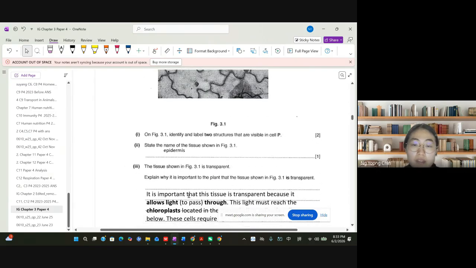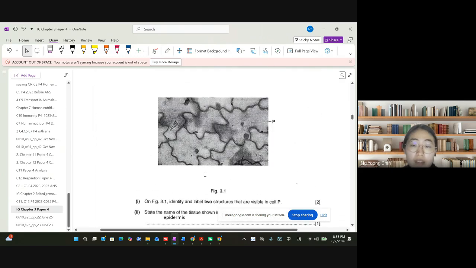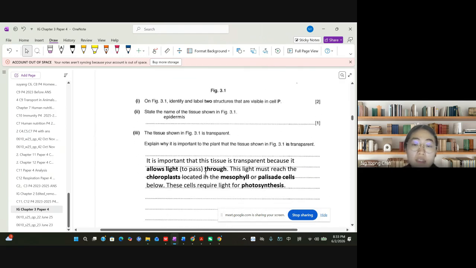So this one about chapter 3, the epidermis. State why it is important that the tissue is transparent. It's important that it's transparent because it allows light to pass through. So they can do phototropism. Light must reach the chloroplast located in the mesophyll cell or palisade cell. This cell requires the light for photosynthesis.